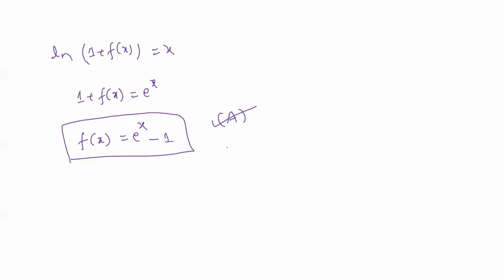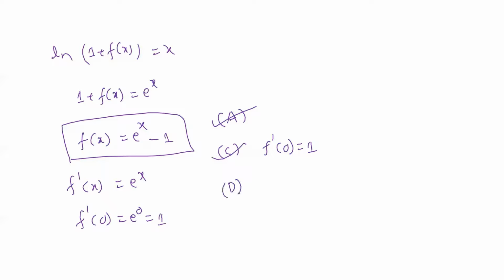In option C, they have given the value of f dash of 0 equal to 1, which you can directly find here. f of x is e raised to x minus 1, so f dash of x equals e raised to x. So f dash of 0 is e raised to 0, which is equal to 1. So option C is correct. Option D says f dash of 1 equal to 1, but f dash of 1 comes as e raised to 1, which is equal to e. So option D is wrong. So far we got A and C as the right answers.